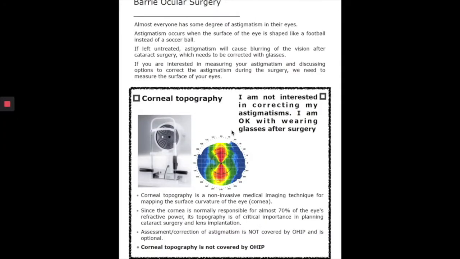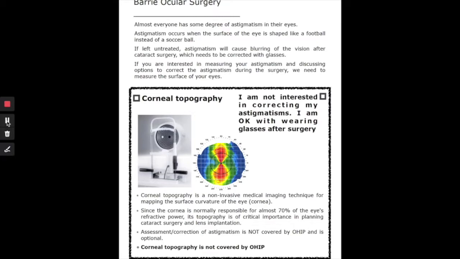The next important measurement that we need to discuss is assessment of astigmatism. Now, astigmatism is a difficult concept to understand. However, I tried my best to explain it here simply. Almost everyone has some degree of astigmatism in their eyes. Astigmatism occurs when the surface of the eye is shaped like a football instead of a soccer ball. Now, if we leave this untreated, astigmatism will cause blurring of the vision after cataract surgery.